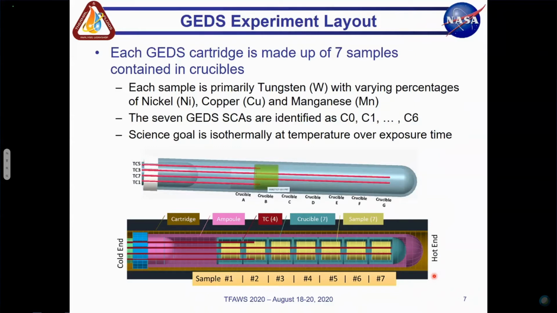So each cartridge has 7 samples, but we also have 7 SACAs for the GEDS experiment. And we refer to them as GEDS C0, 1, 2 to 6. And the science goal is isothermality at temperature over exposed time. So he would like all the samples to be at a particular temperature. So cartridge 1 wants to be at one temperature for a duration. Cartridge 2 at the same temperature for a different duration, and so on and so forth.